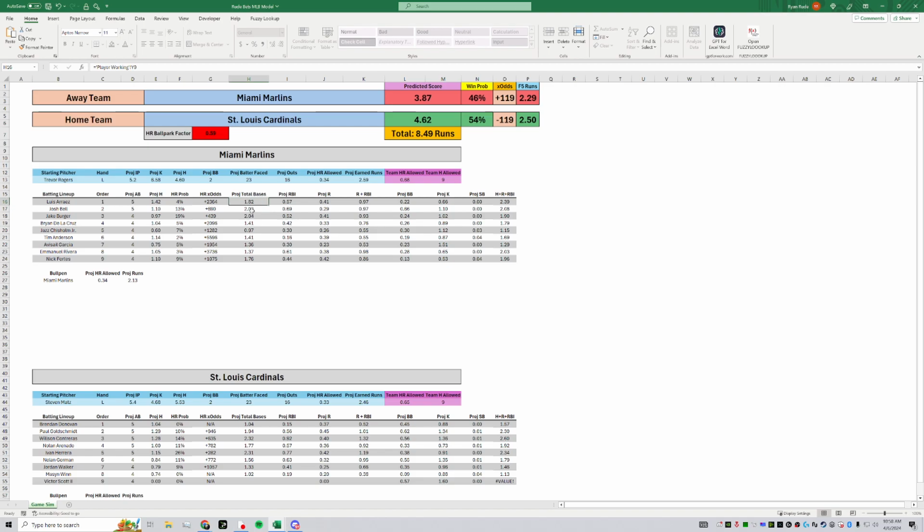Same goes for total bases. Josh Bell, 2, Luis Arias, 1. Round down, do not round up. And yeah, that is my tips and tricks for how to use the RudeBets MLB sim, and I hope you guys enjoy it.